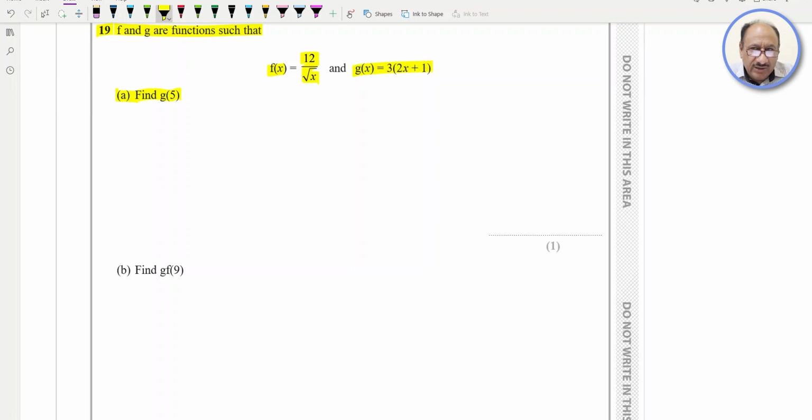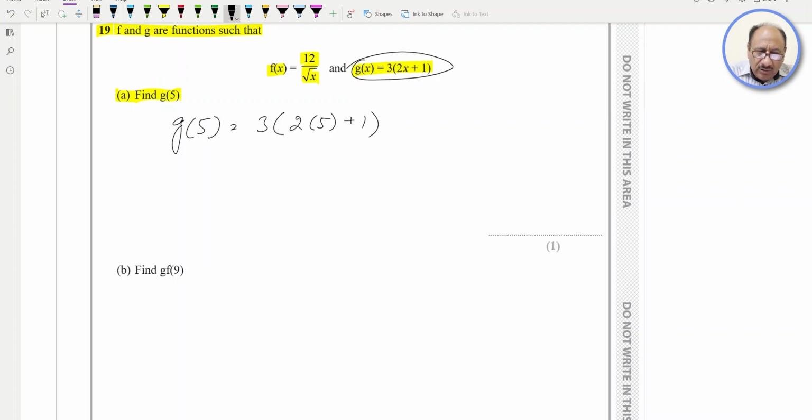A part, find g of 5. So g of 5 we need to find. G of x is this one, so we'll replace x with 5. X is equal to 5, so it will be 3 into 2 into 5 plus 1, and we can simplify. 2 into 5 will be 10. 10 plus 1 will be 11. So 3 into 11 will be equal to 33. So our answer will be 33. It's a 1-mark part, which we are done.